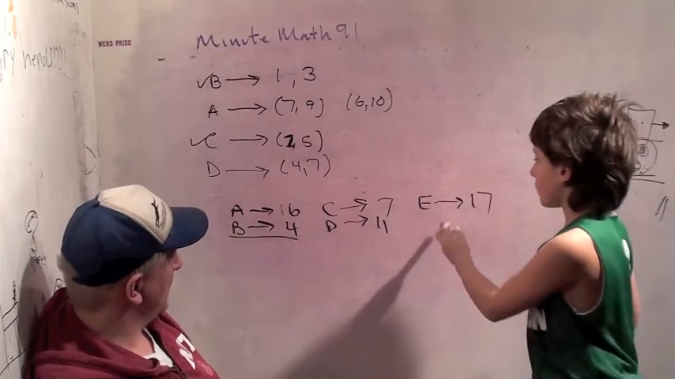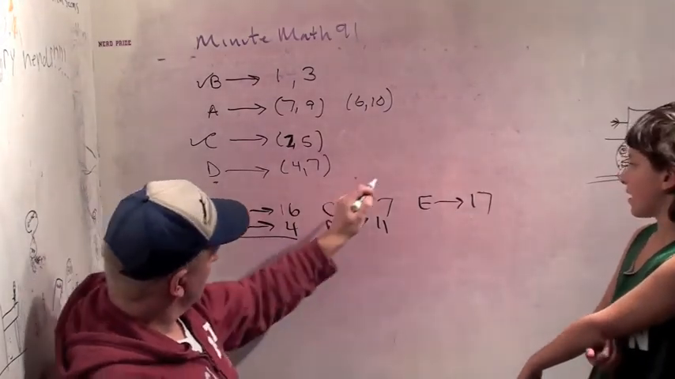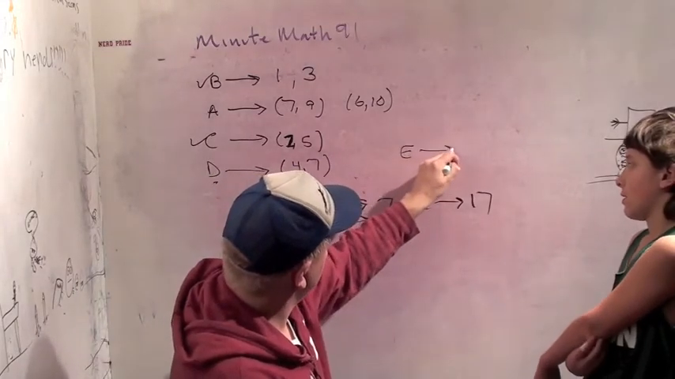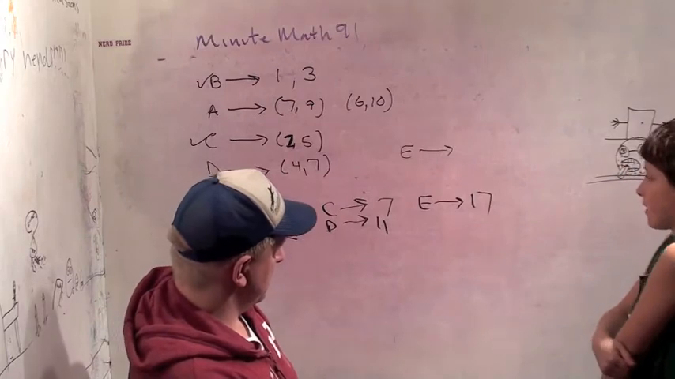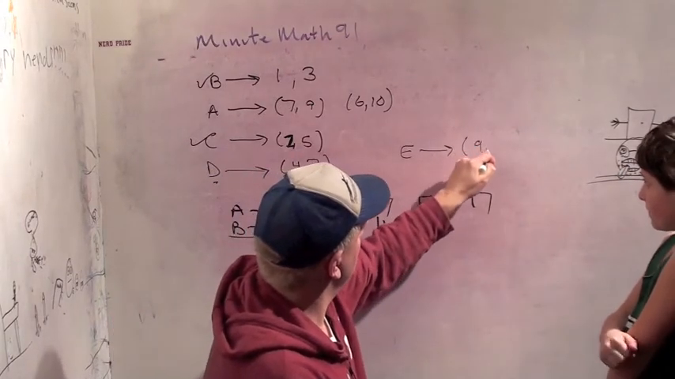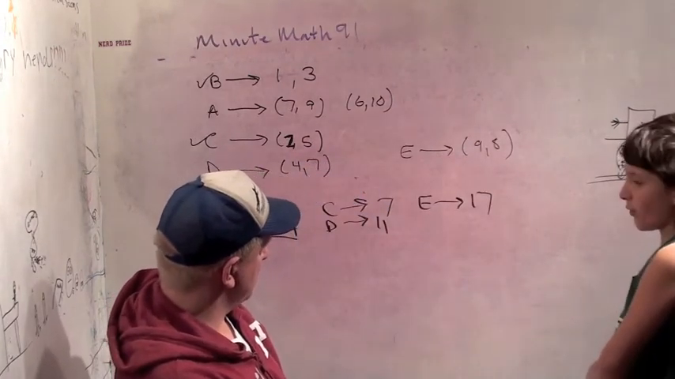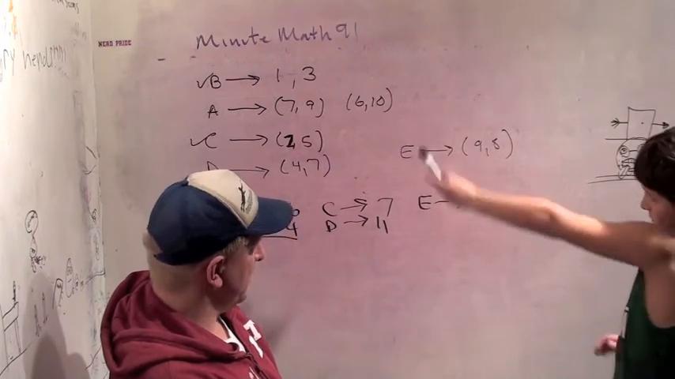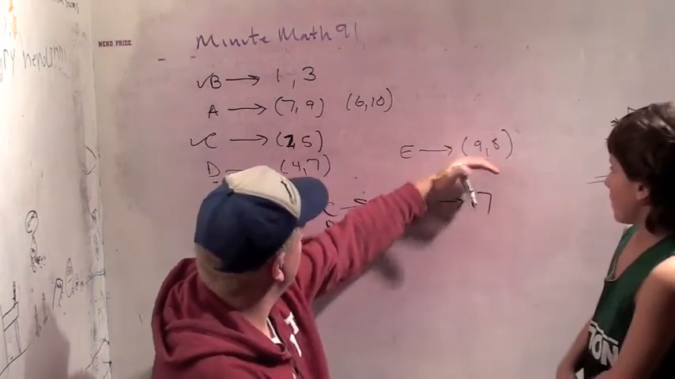Does that tell us anything else? Well, E might hit the 6. Okay, well let's see. Actually, no, E can't hit the 6. What can E hit? E can be 9 and 8. Anything else? 7 and 10. Okay, can it be 7 and 10? No, we've already got a 7, so E can only be 9 and 8.